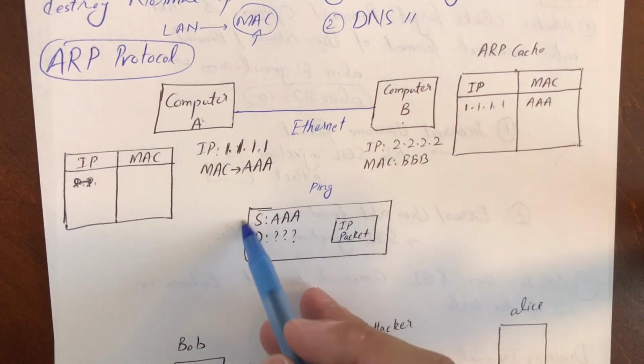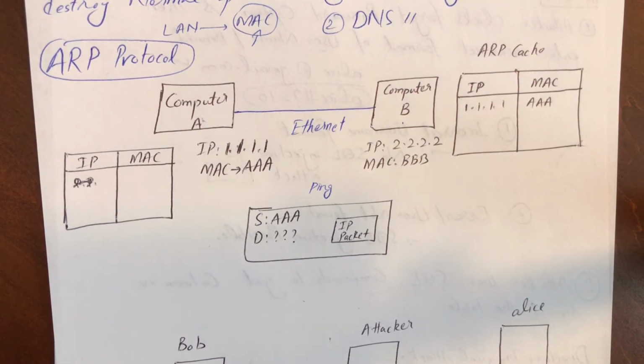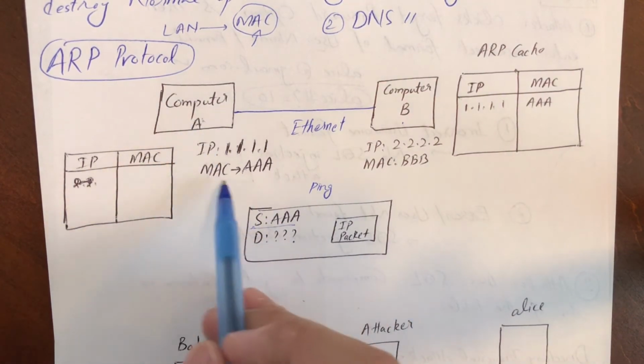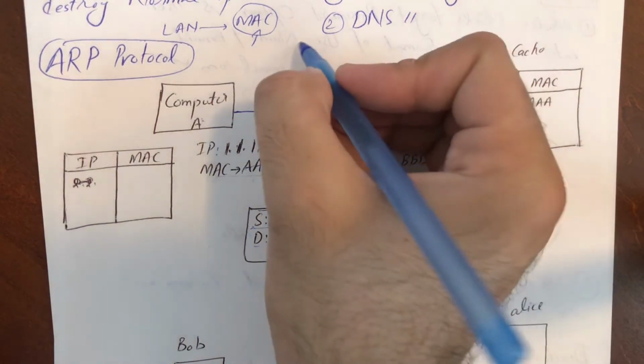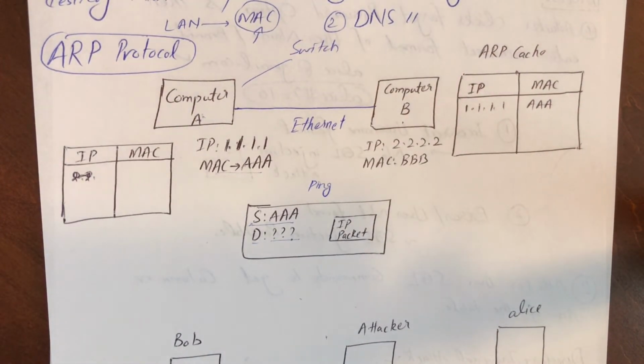This is how the Ethernet packet looks like. I will have an IP packet which might have some ping, some data. Then I know the source address, which is AAA, the source address of the computer, but I need to know the destination MAC address as well. For example, this computer B is just connected with the local area network. I know the IP address, but I don't know the MAC address of that device.